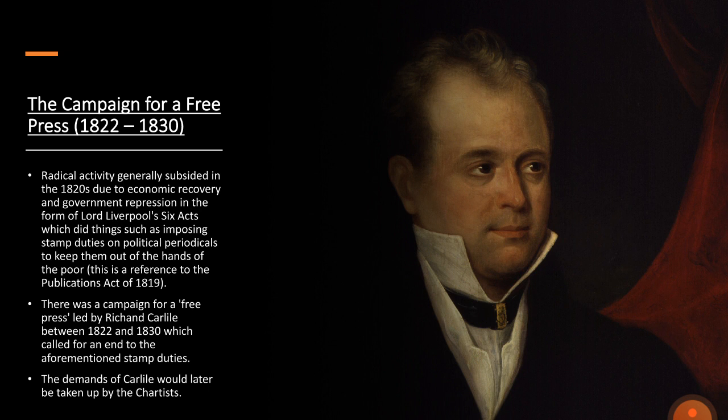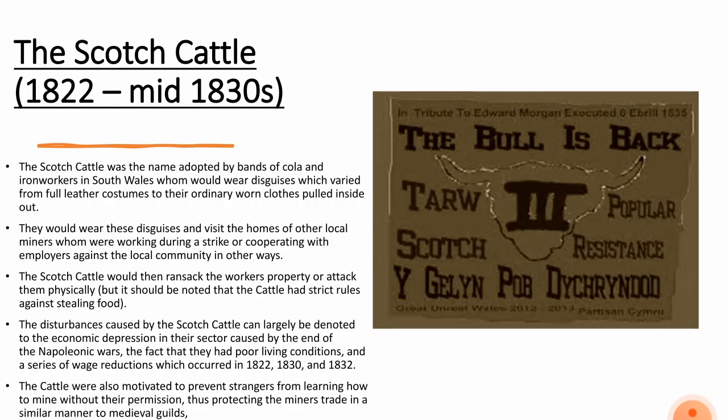There was a campaign for a free press, led by Richard Carlile between 1822 and 1830, which called for an end to the aforementioned stamp duties. The demands of Carlile would later be taken up by the Chartists.